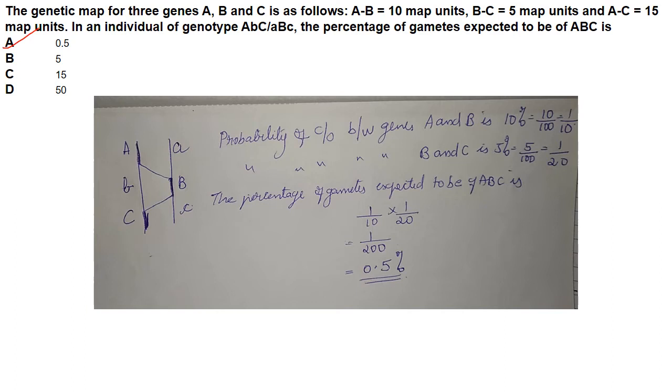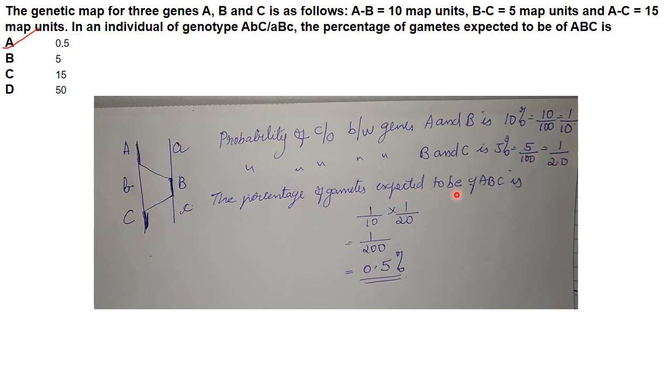So this is the genotype that they have given, ABC, and here is ABC. Now there will be a crossing over between capital A and capital B as well as capital B and capital C to produce the gamete capital A, B, C. So probability of crossover between genes capital A and capital B is 10%. 10 map units is equal to 10% recombination frequency. So 10%. Probability of crossover between genes B and C is 5%. That will be 1 by 20.